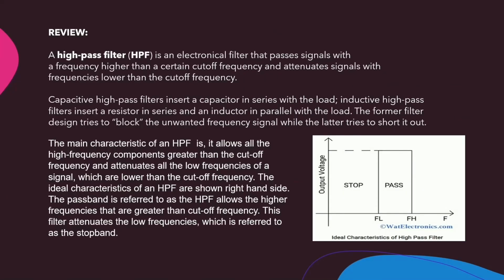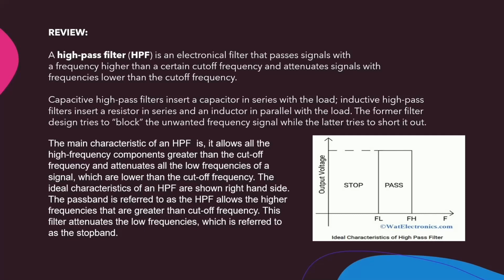Here's a quick review. A high-pass filter is an electronic filter that passes signals with a frequency higher than a certain cutoff frequency and attenuates signals with frequencies lower than the cutoff frequency. The capacitive high-pass filter inserts a capacitor in series with the load, whereas an inductive high-pass filter inserts a resistor in series with an inductor in parallel to the load. The former filter tries to block unwanted frequency signals, while the latter tries to short them out.